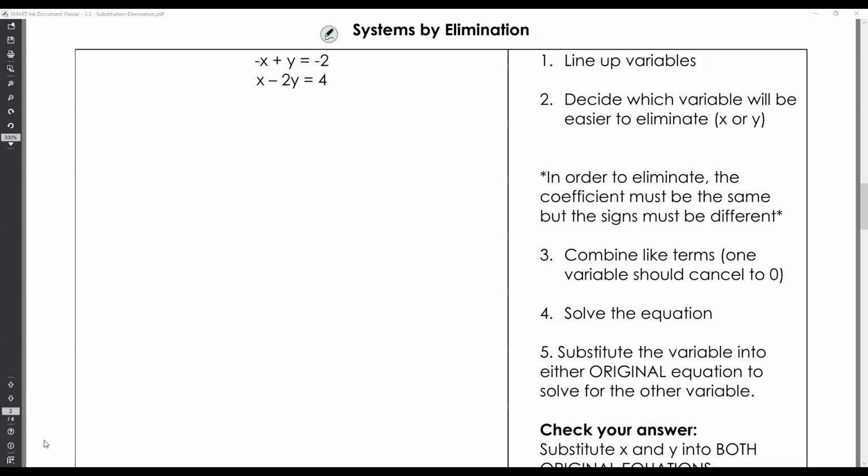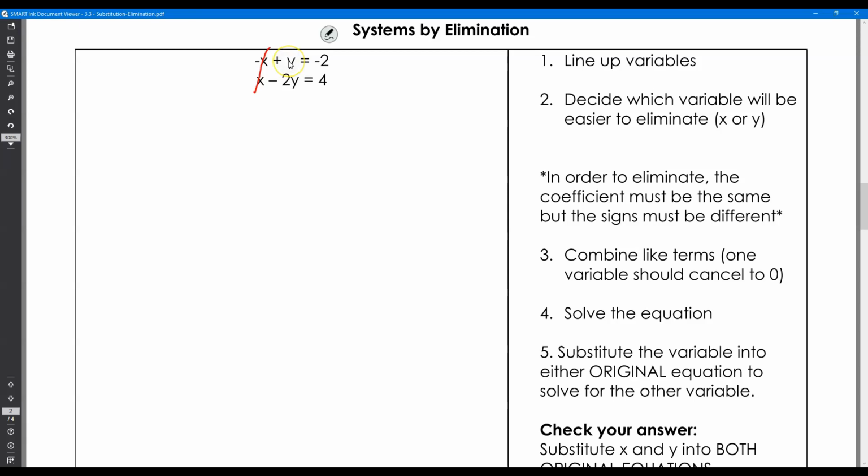And we want to try to eliminate one of the variables. Basically, we're eliminating it by creating this big addition problem. Like if I added x and negative x together, they eliminate. If I add y and negative 2y together, I get negative y or negative 1y. And negative 2 and 4, when I add them together, I get 2.